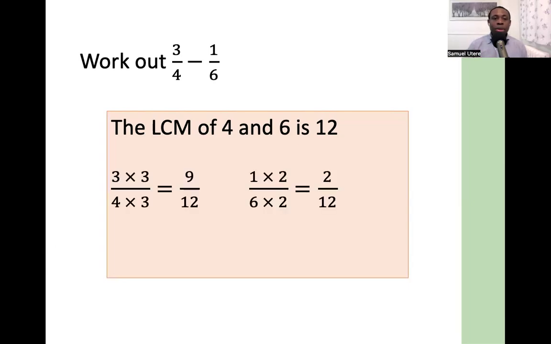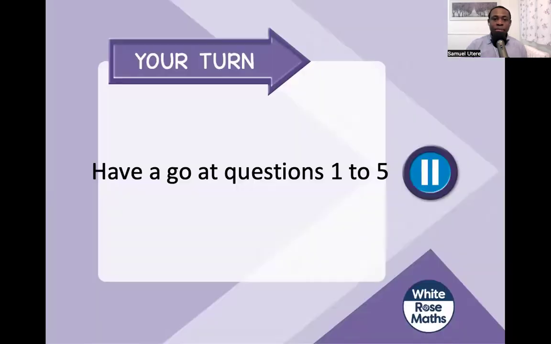So here, we're going to change 3/4 to its equivalent fraction so that its denominator should be 12, which is the lowest common multiple of 4 and 6. Now we have 9/12, and then we have 2/12, because we need to change 1/6 to its equivalent fraction so that its denominator should be 12. Now we can do our subtraction, which is 9/12 minus 2/12, which will be 7/12.